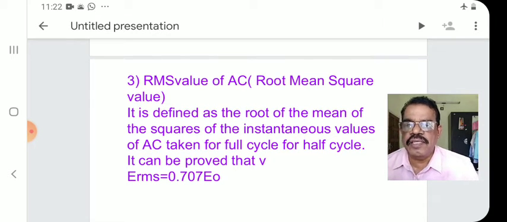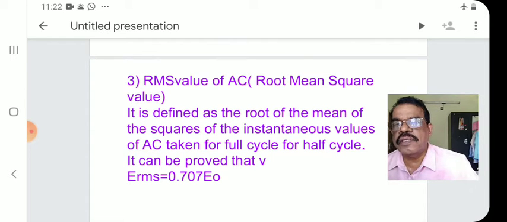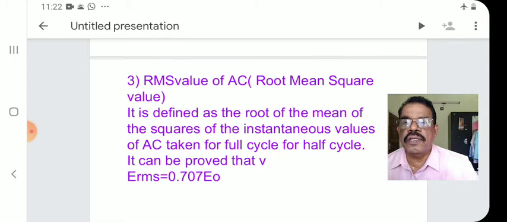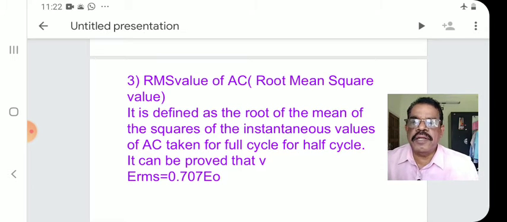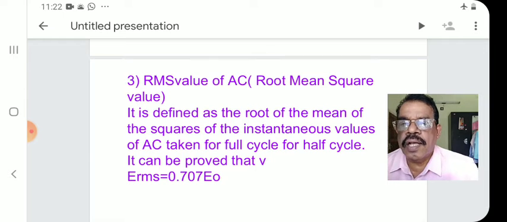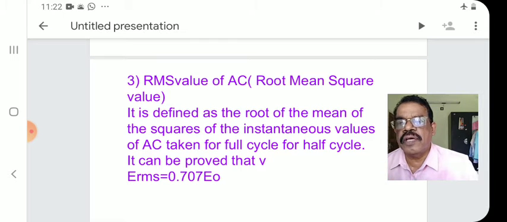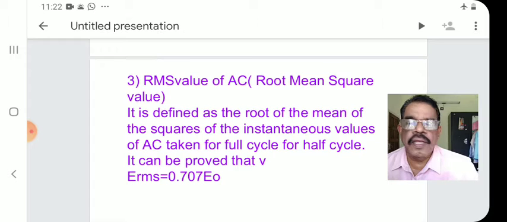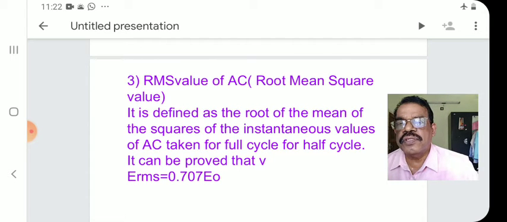RMS value is greater. Mean value is 0.64 E0 and RMS value is 0.707 E0. It can be calculated for full cycle or half cycle. The calculation part is not required for class 12 students. There is an integral calculation that is not needed here. You simply remember the relation: RMS value equals 0.707 E0, or E0 by root 2.